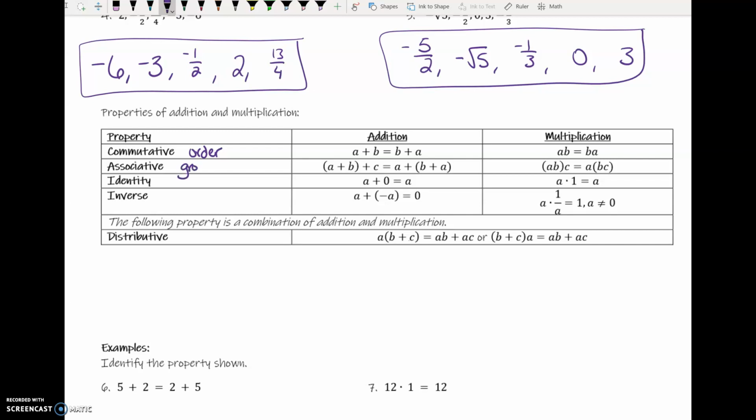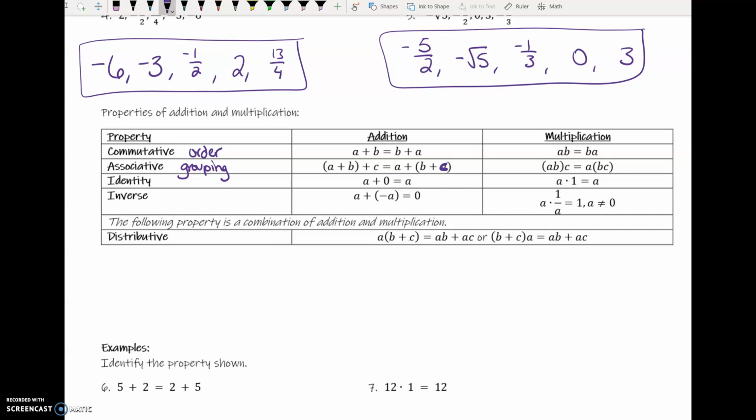Associative is about changing the order of the grouping symbols. So adding A and B first, then adding C, versus adding B and C first, and then adding the A to it. That should be a C right there, sorry. Same thing with the multiplication.